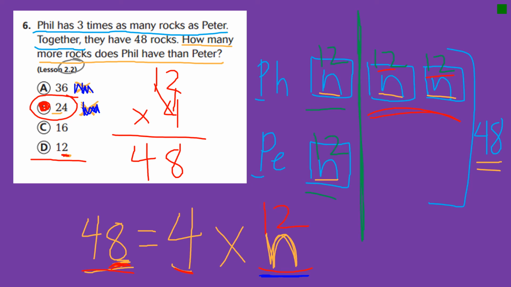Ring-a-ding-ding. Phil has 24 more rocks. Now, if you don't want to do it like that, you could say, okay, Phil has 3 sets of 12, which is 36. 36 minus the 12 that Peter has. 6 minus 2 is 4. 3 minus 1 is 2. 24. Okay? Whew! Wiping the sweat off my brow on that one.